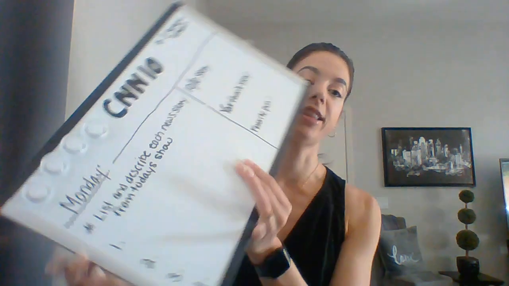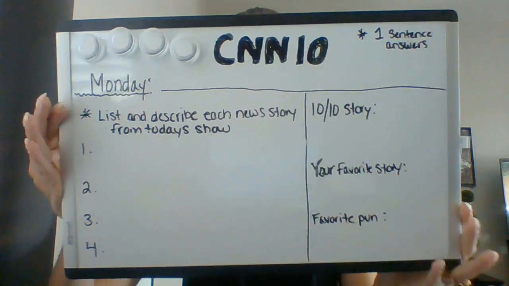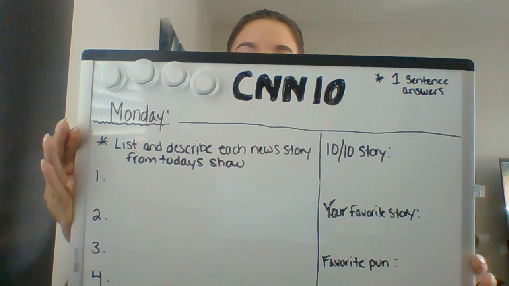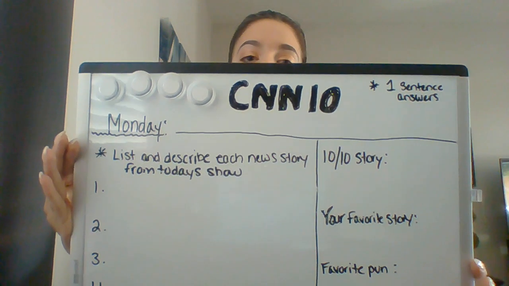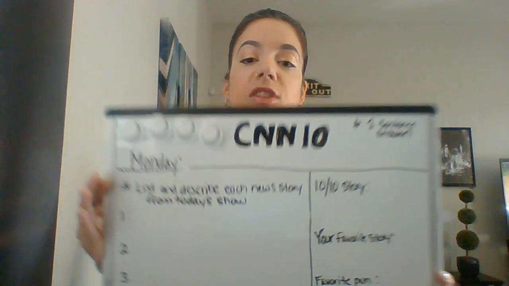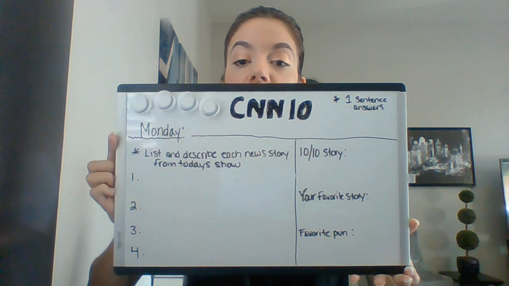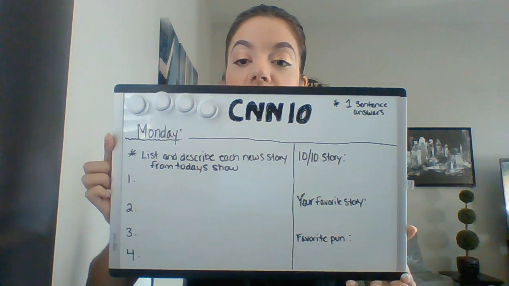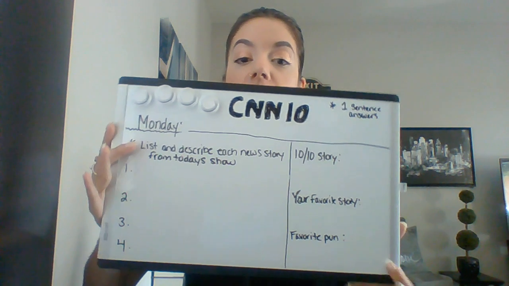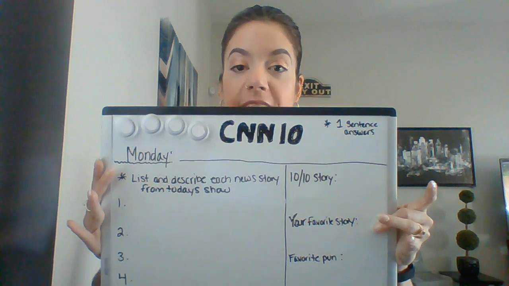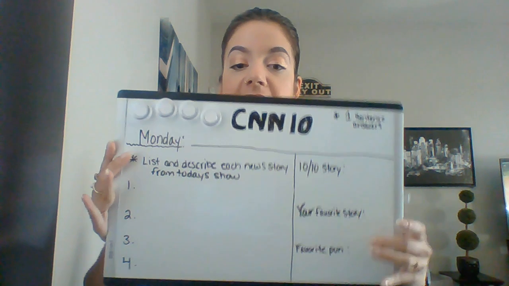So this is what it looks like, and this is what the PDF will look like. You're going to put the heading for the date at the top, and you can change that if you're writing it yourself, depending on what day it is. So at the end of the week, you should have 5 of these. And so it's going to ask you to list and describe each news story, number down here. It's going to ask you about the 10 out of 10 story, your favorite story of all of them in the clips, and then your favorite pun, because we all know Carl is the master of puns.